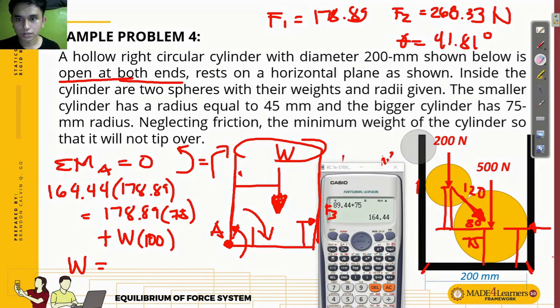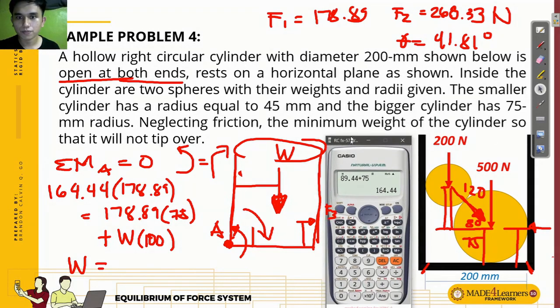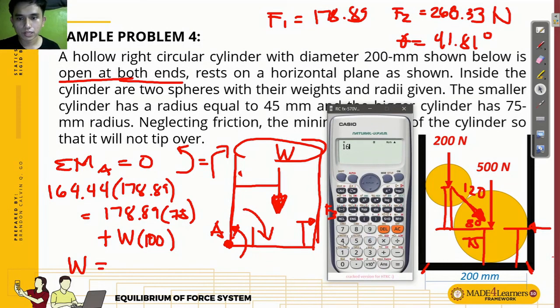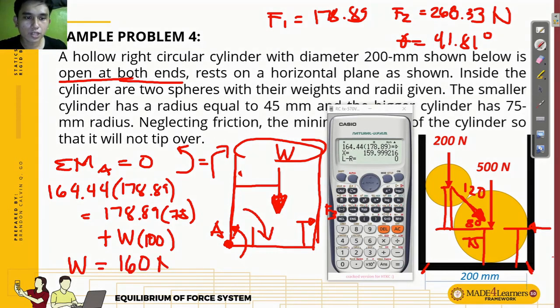Okay. So, 164.44 times 178.89 is equal to 178.89 times 75, yes, plus yung W, okay, which is unknown, no? Times 100. So, shift solve. Answer is 159.99 or equal to 160 Newton. Okay.